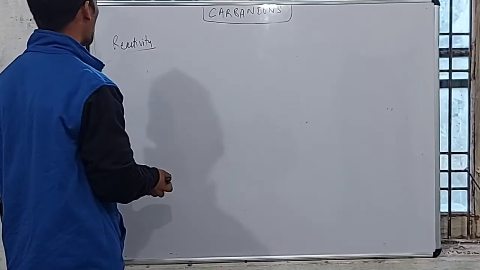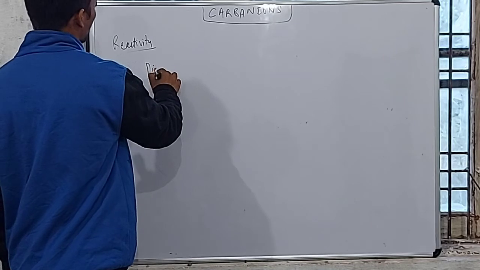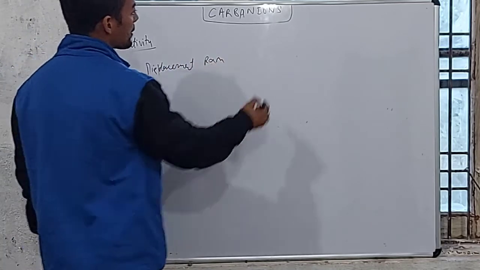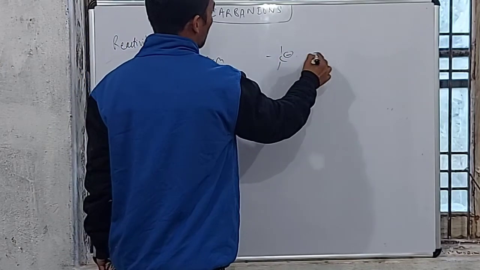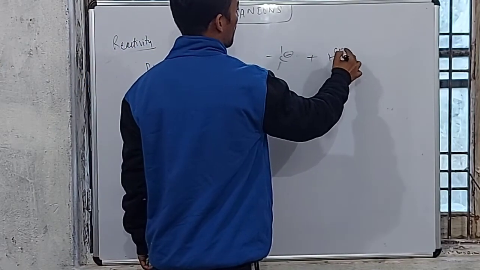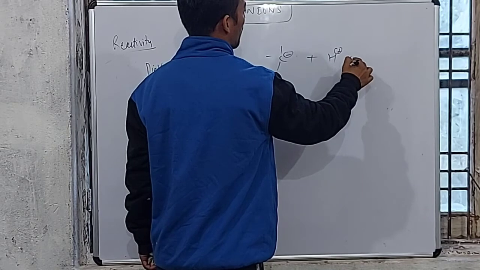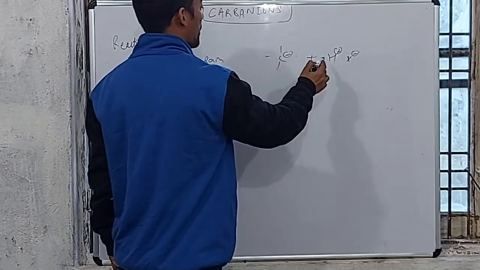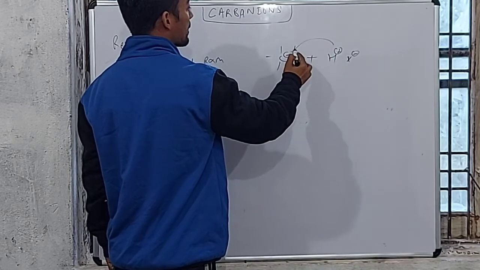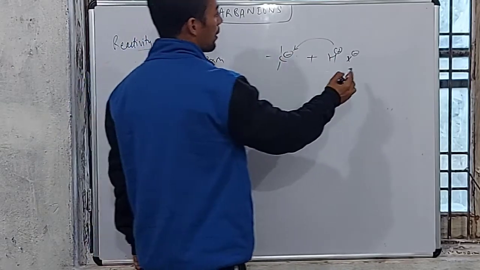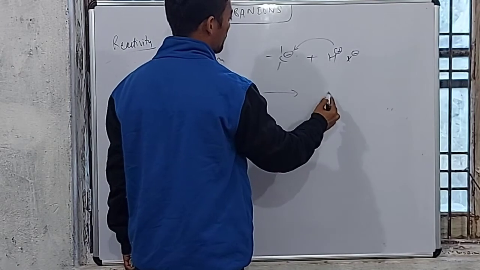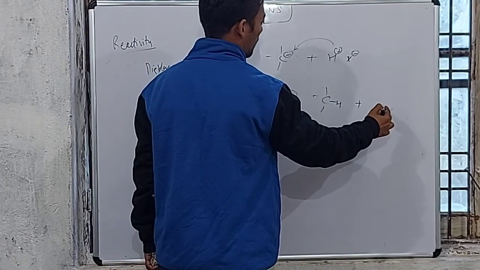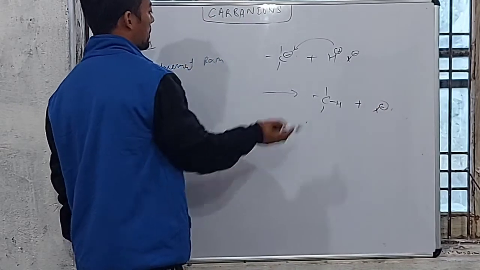Reactivity of carbanions, we will talk about two reactions. First one is the displacement reaction. In a displacement reaction, suppose we have a carbanion and we react it with this molecule. H positive will displace this negative charge over here to form the product. So this is a displacement reaction.